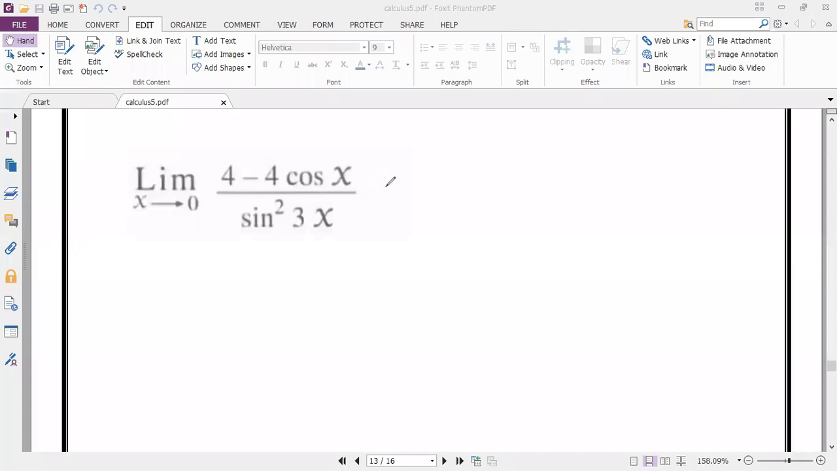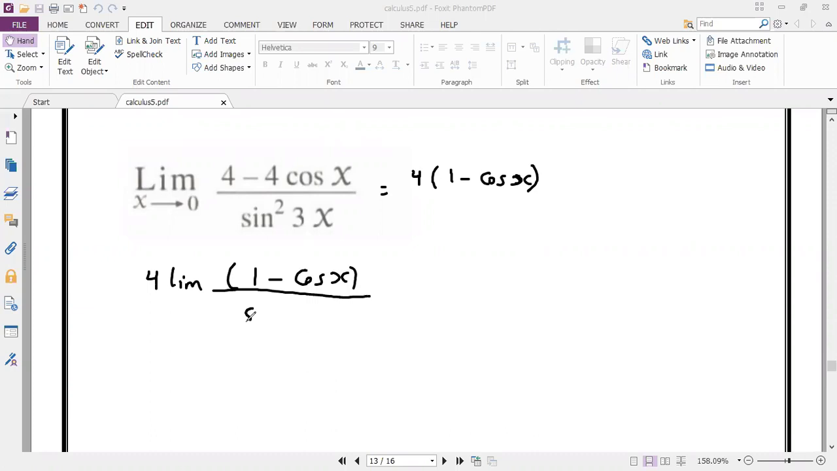Let's go to the next one. Here in this limit, it's the same idea. We can take 4 as a factor, so it's going to be 4 multiplied by 1 minus cosine x. And we can write 4 in front of the limit. So it's 4 times the limit of 1 minus cosine x over sine squared 3x. Then multiplied by the conjugate, which is 1 plus cosine x at the top and at the bottom, 1 plus cosine x.